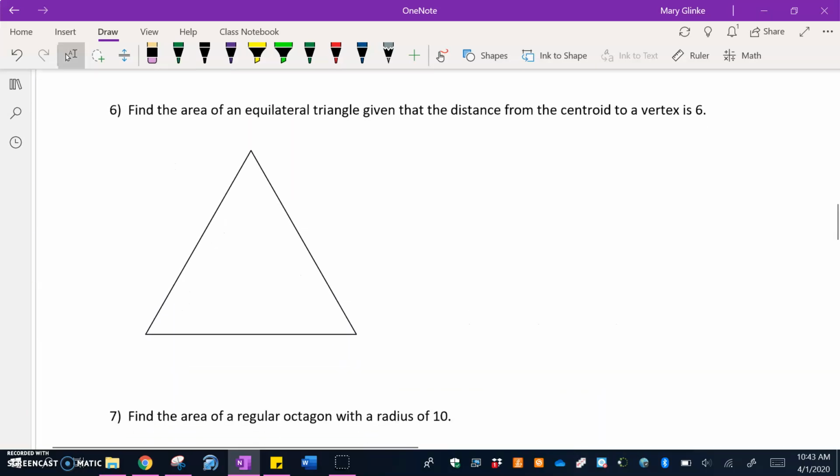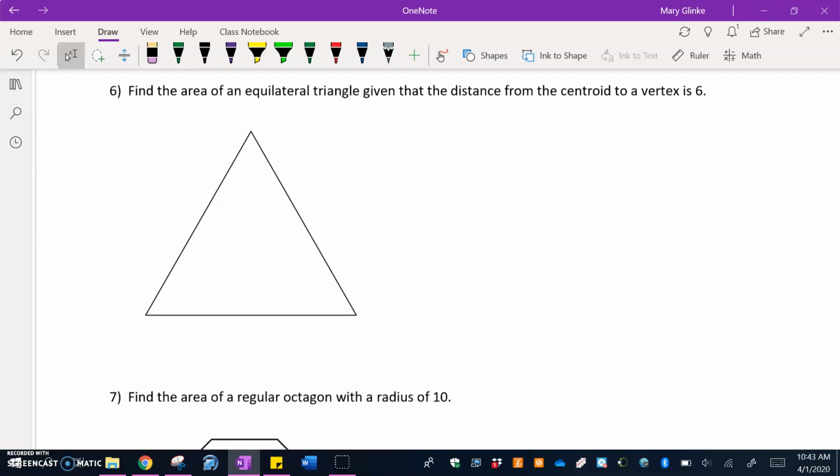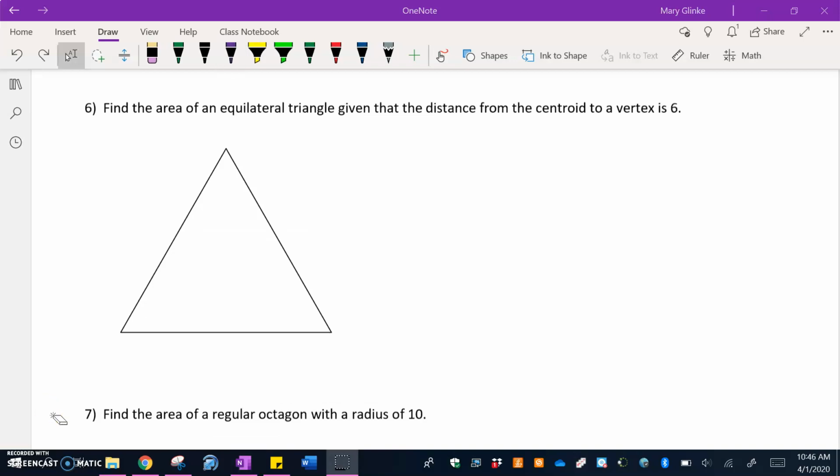So let's take another one. Let's find the area of an equilateral triangle given that the distance from the centroid to the vertex is 6. So you can see here we have our equilateral triangle. We want to show the distance from the centroid to the vertex is 6. So if I were to draw in my centroid here, the centroid is formed by the median. It goes from the vertex to the midpoint of the opposite side, meaning that these 2 sides over here are congruent.